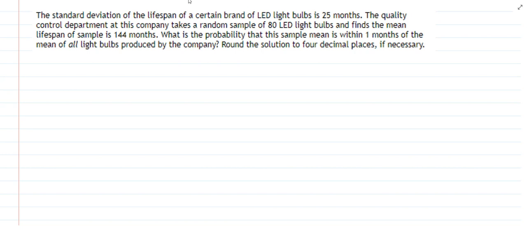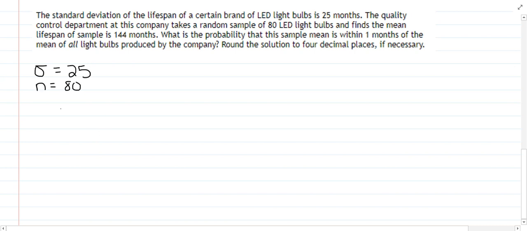Okay, we're doing a probability problem here. We have the standard deviation of the lifespan of a certain brand of LED light bulbs is 25 months. So that is a population standard deviation given to us, 25. The quality control department at this company takes a random sample of 80 LED light bulbs. So that's going to give us a sample size of 80.